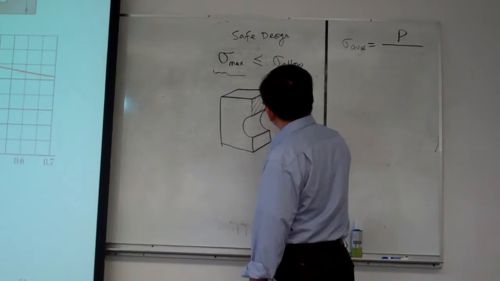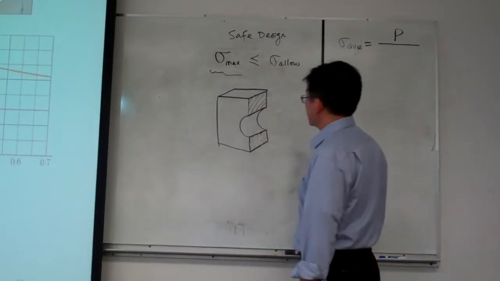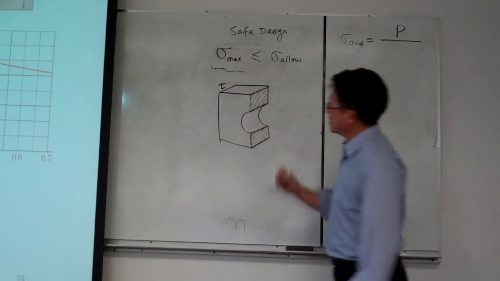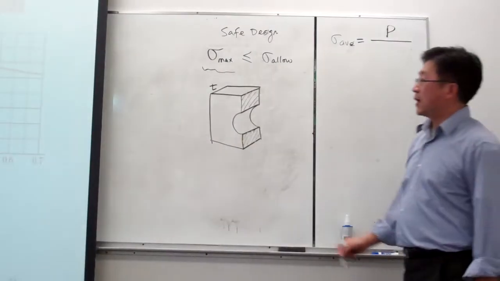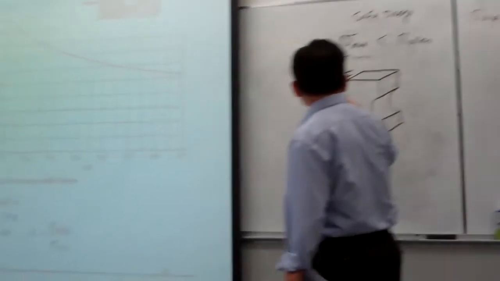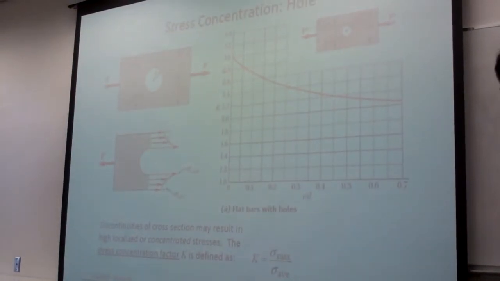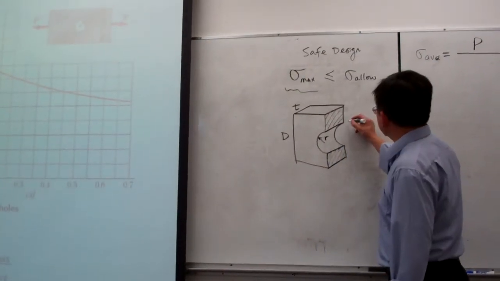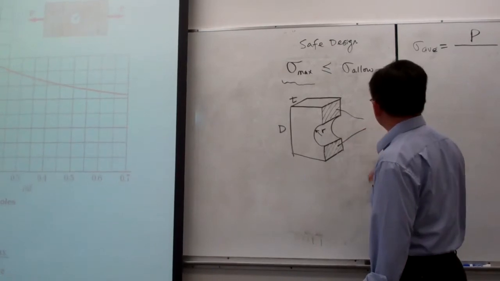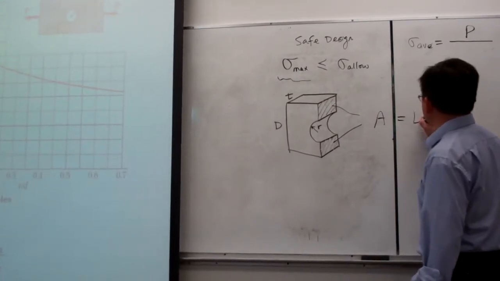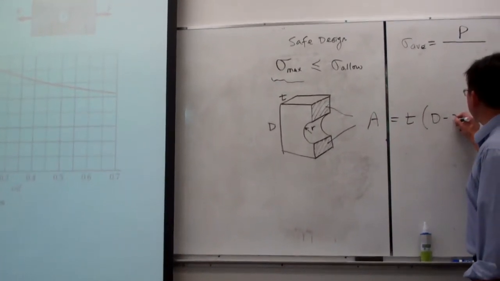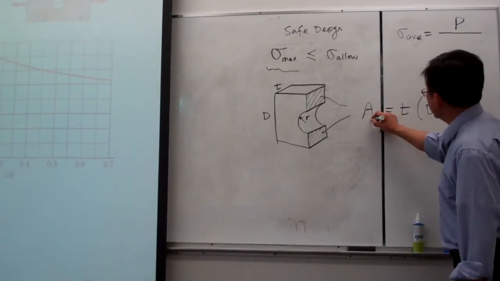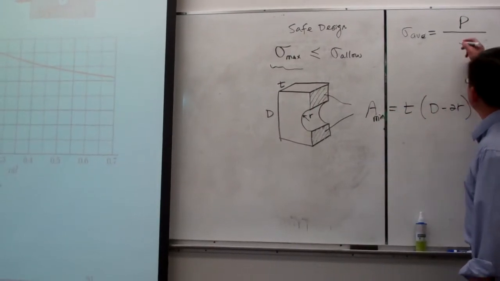So this I highlight here, that is the closest cross section. For example, if this dimension is t, and I follow up this dimension here, this is d, and the radius equal to r. So that means here, this area in total will be equal to t times (d minus 2r). Right? So here is minimum. That is the minimum cross section.